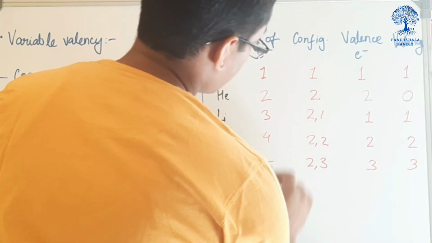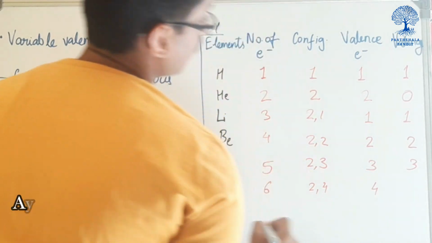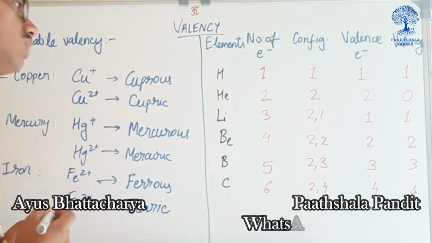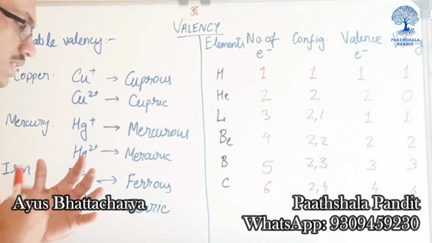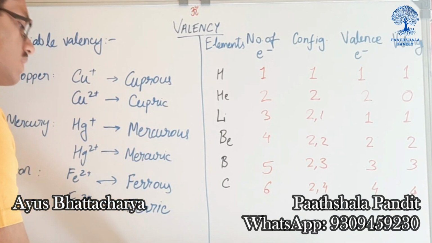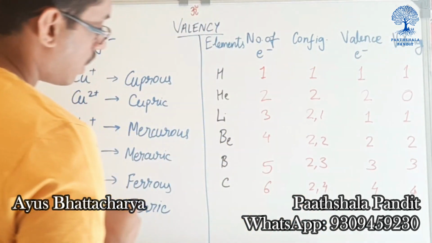Total there are 6 electrons. Configuration is 2, 4. Valence electrons is 4. What is the valency? It is 4. Now 4 electrons it can either give out or take, but you will understand it in later sections what exactly carbon does. It hardly does an ionic bond. You will understand it later, but for now remember valency is 4.